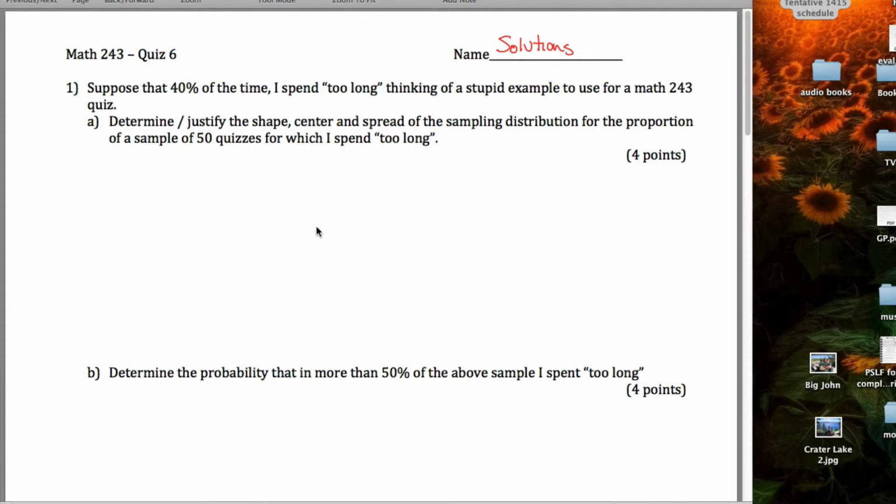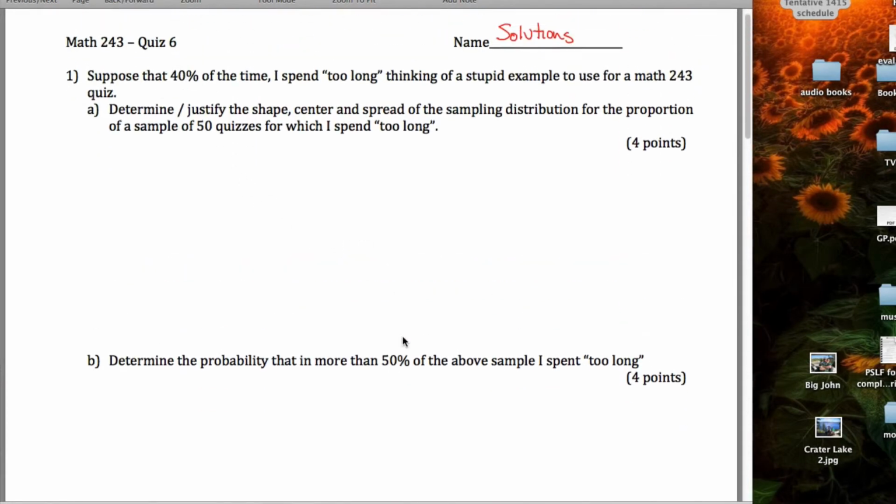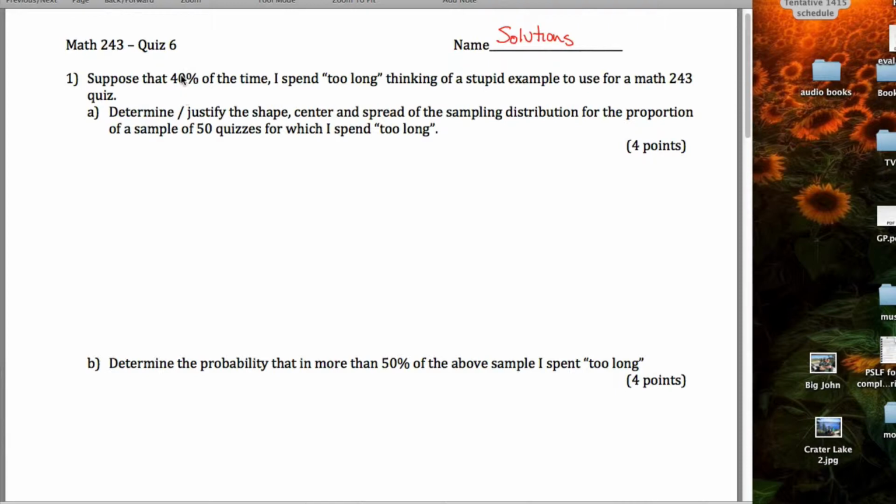Solutions for Quiz 6, Math 243. Two problems here. First one, talking about proportions. It says that 40% of the time I spend too long thinking of stupid examples for quizzes. Doesn't matter what it is, all that's important is that 40% is giving me my population proportion. In other words, p is equal to 0.40.